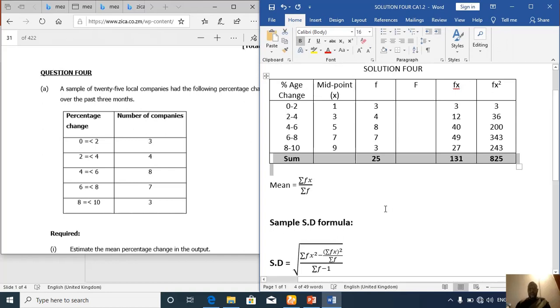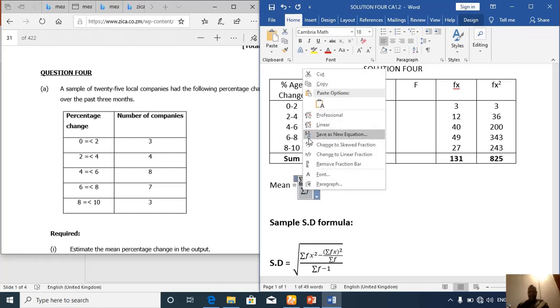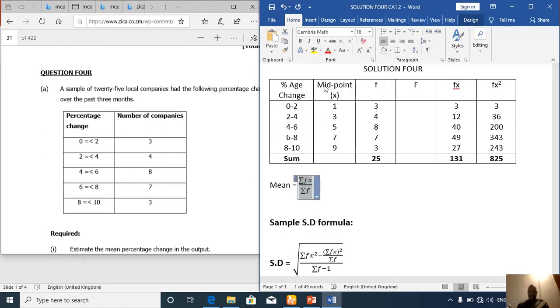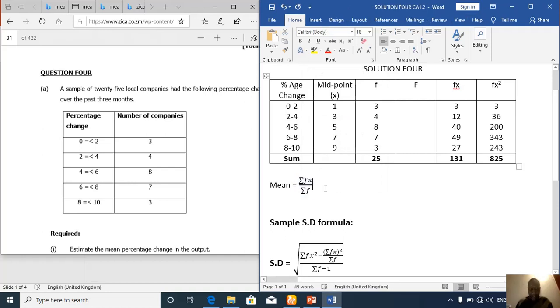So let me just put those summations in bold. After doing that, we can then calculate the value of the mean. It is simple. Once you've got the summations, the rest of the work is simply placing those values into the formulas and calculating the required values.